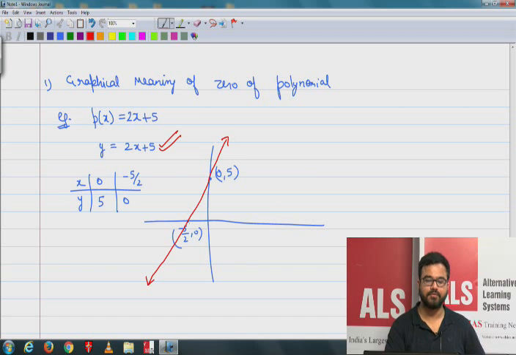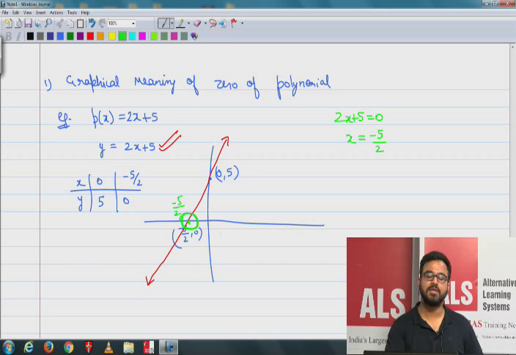You can see this graph, at what point is it intersecting the x-axis? It is intersecting the x-axis at this point. So whatever point it is intersecting the x-axis, that point is called the zero of the polynomial. Like the point at which it is intersecting the x-axis is minus 5 by 2 comma 0. So minus 5 by 2 is called the zero of this polynomial, or algebraically you can also solve it. If you put 2x plus 5 equal to 0, you can say x is equal to minus 5 by 2.